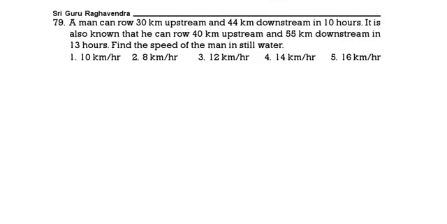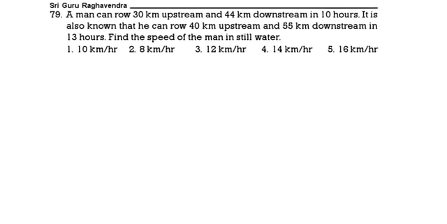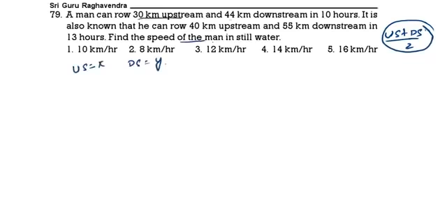Find the speed of the man in still water. So, speed of the man means half of upstream speed plus downstream speed. So, this you remember, upstream plus downstream divided by 2. This is the speed of the man. Now, upstream speed you take it as x, downstream you take it as y. What is given? 30 upstream, 44 downstream.